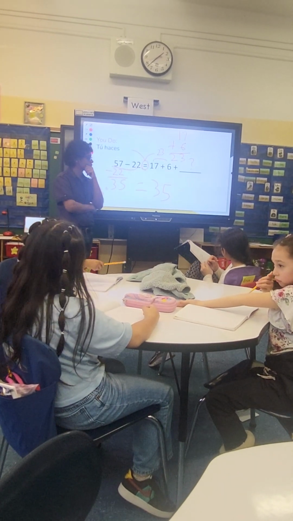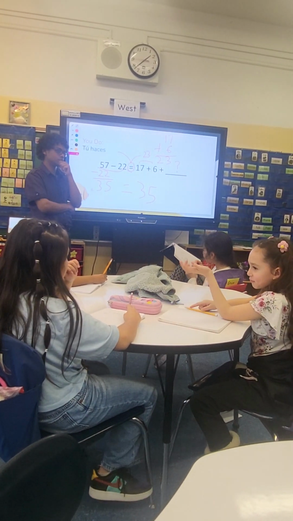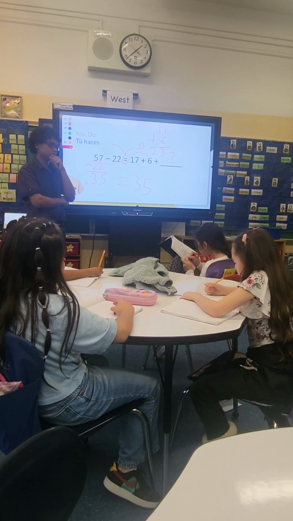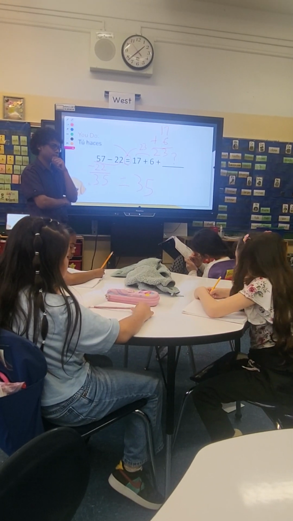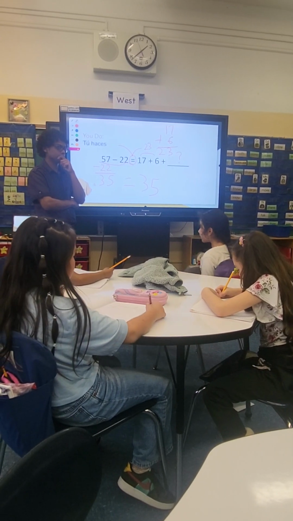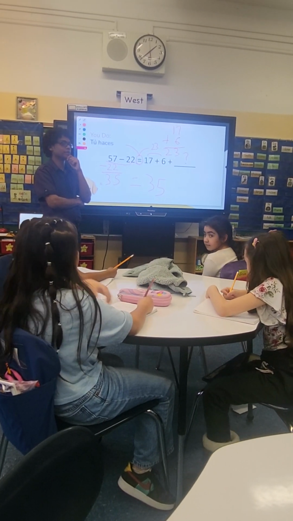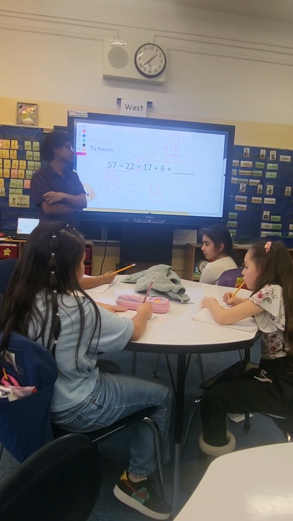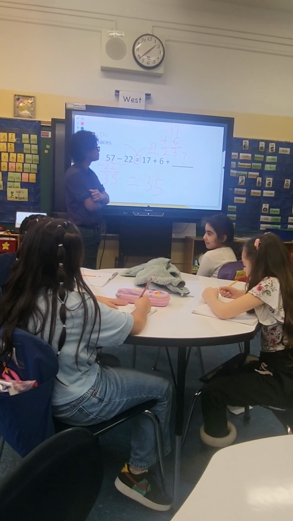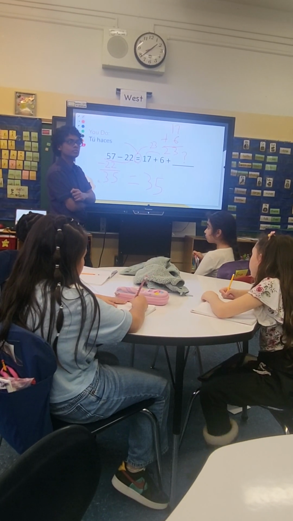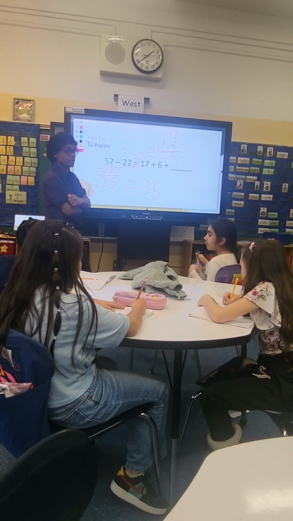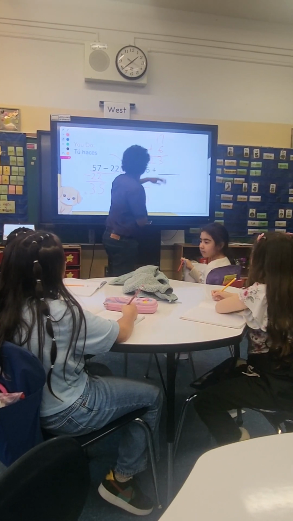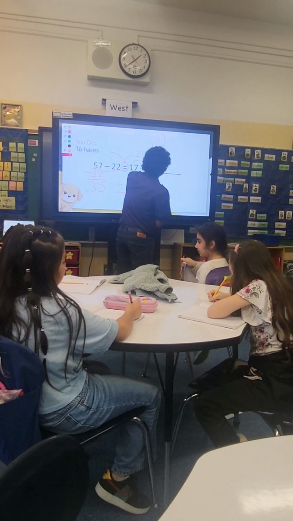Take away. Is it 12? Can you see? You need help, bro? Dominic, what do you think? You know what the missing number is? Tell me. 29? Dominic's saying that this missing number right here is 29.